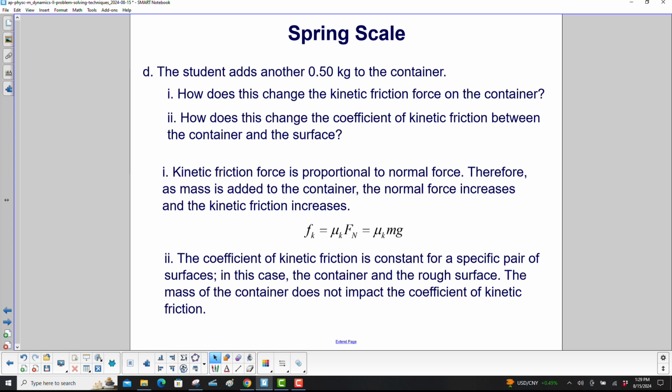The student adds another 0.5 kilogram to the container. How does this change the kinetic friction force? And II, how does this change the coefficient of kinetic friction between the container and the surface? Well, kinetic friction force is proportional to the normal force. Therefore, as mass is added, the normal force increases, so the kinetic friction increases. Now, the coefficient of kinetic friction is constant for a specific pair of surfaces, in this case, the container and the rough surface. The mass of the container does not impact the coefficient of kinetic friction.